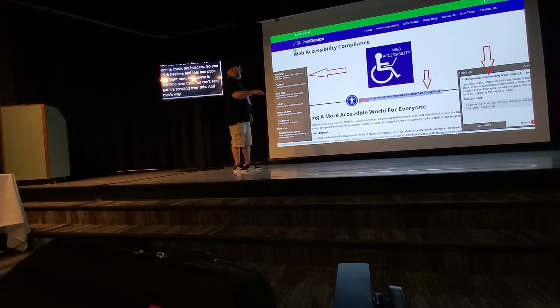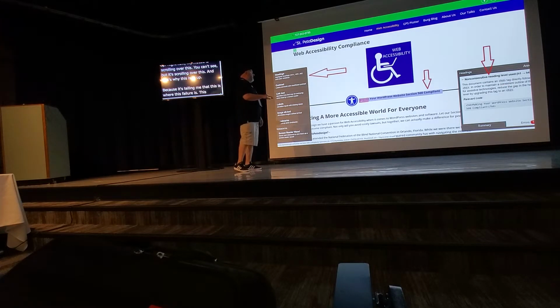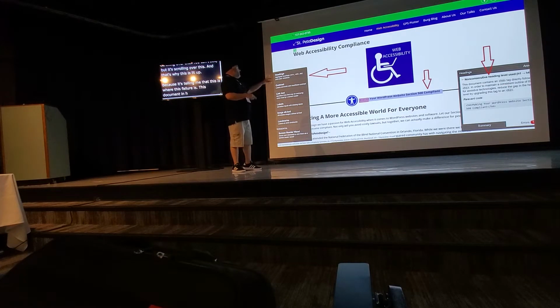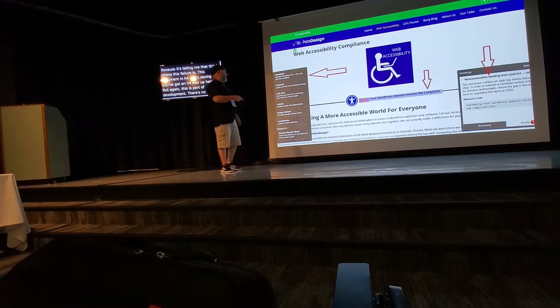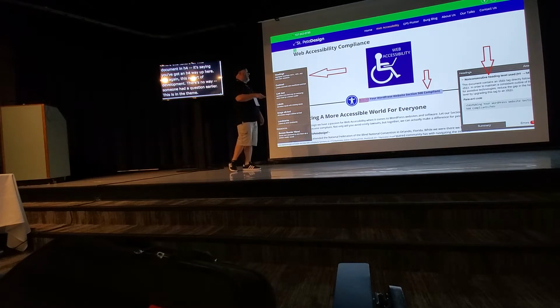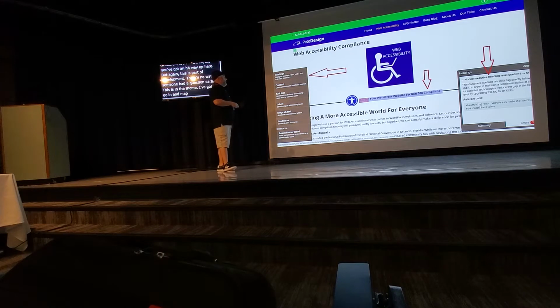Because it's telling me that this is where this failure is. This document contains an H4, so it's saying, hey, you got an H4 way up here. But again, this is part of development, because someone had a question earlier, this is in the theme. I've got to go in and manually change this, which I need to do. I don't think we've done that yet.